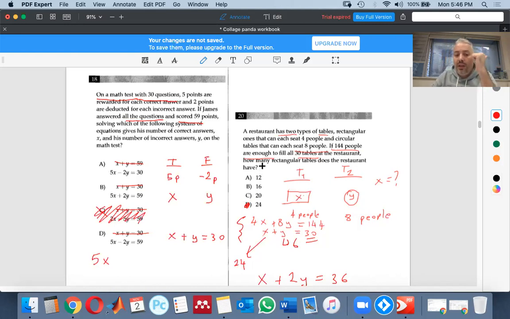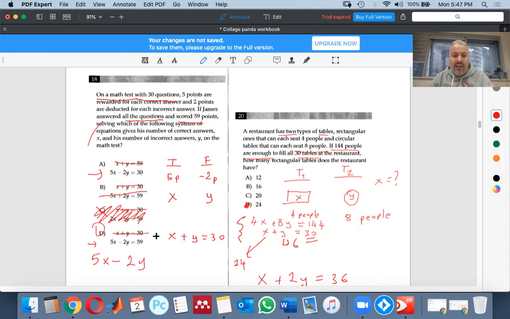Now, for each Y, for each false answer, 2 points are deducted, minus 2 points. So 1 false answer, minus 2; 2, minus 4; 3 false answers, minus 6; 4, minus 8. So Y wrong answers means 2 times Y. So I should have 5X minus 2Y. Do I have it here? Yes. Here? No. Here? Yes. So the answer is A or D.